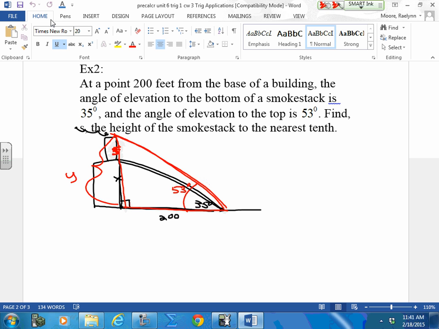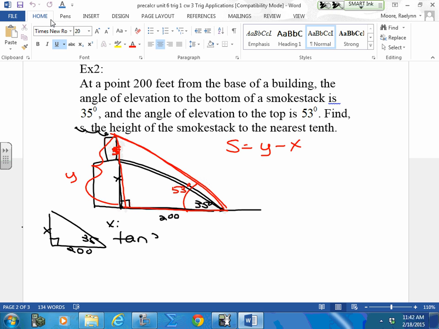If I know Y and I know X, how can I find S? Subtract them. So our goal is to do Y minus X. These are both right triangles. If you need to, take them apart. I've got one that has a 35 and X. They both share the same base. What function will I use to find the side here, the height? Opposite and adjacent. Tangent. So I've got the tangent to find X.